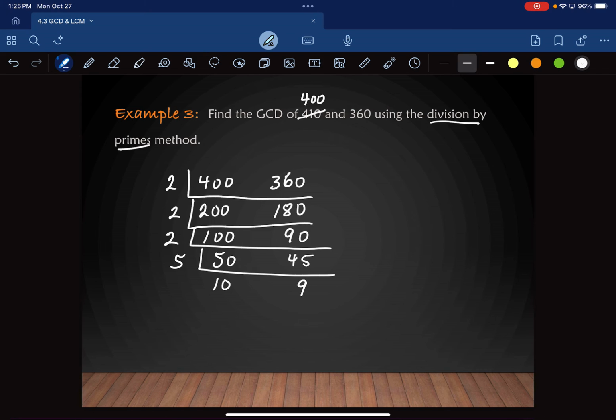At this point, 10 and 9 have nothing else but the number 1 that divides them, correct? So we would call 10 and 9 relatively prime. Compared to one another, they have nothing that divides them, and we would stop. So here's the cool thing. We did less division, and we got the same answer that we did in the other method. Our answer is all right here and needs to be multiplied. So our greatest common divisor is 2 times 2 times 5, which of course is still 40, just like it was before. But there's just a little less work involved.